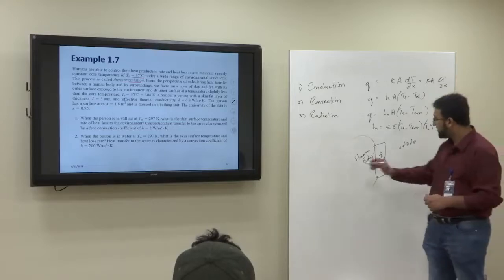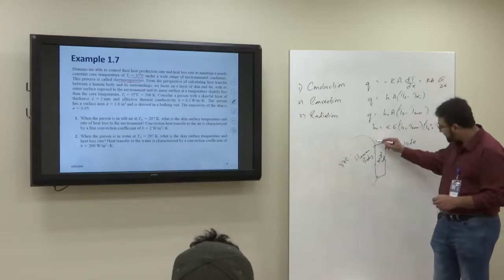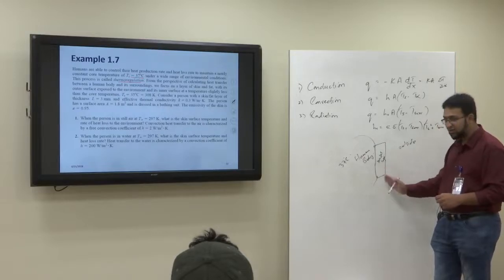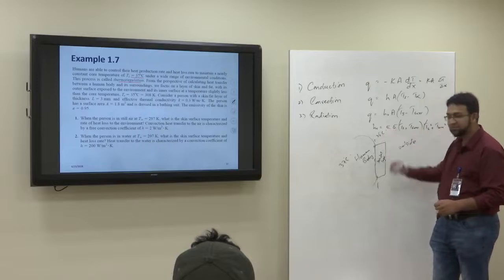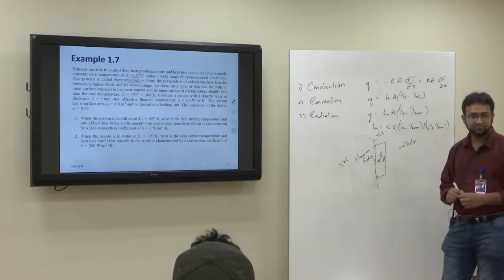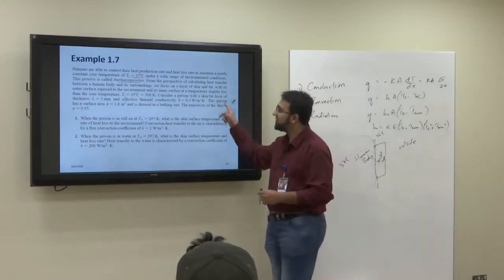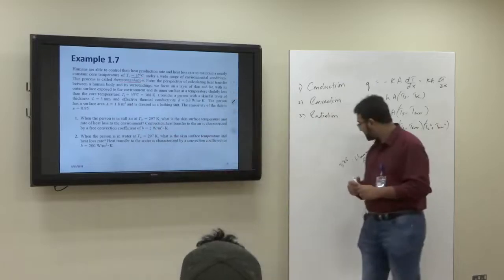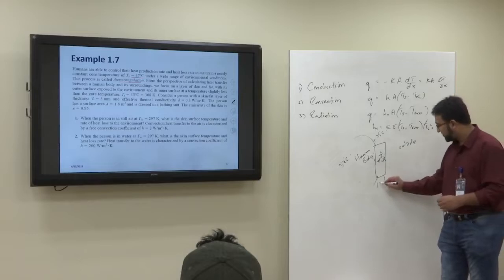So a human body is maintained at 37 degrees centigrade, but let's say that just below the skin fat layer, this surface is maintained at 35 degrees centigrade. Consider a person with a skin fat layer of thickness 3 millimeter. So suppose you have a person whose skin fat layer is only 3 millimeter.